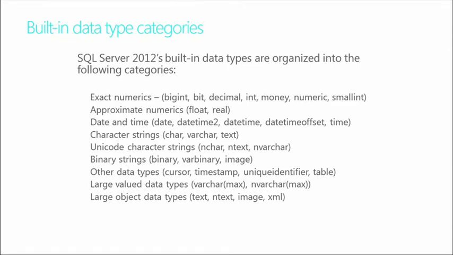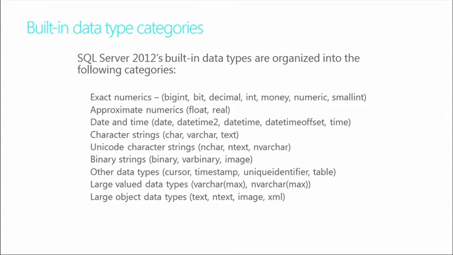Now, there are several categories provided with SQL Server 2012. I mentioned already we have exact numerics. We have big int, bit, decimal, int, money, approximate numerics like float and real, date and time, character fields, and Unicode character strings. When you see the letter N before, that means it's Unicode, which provides support for international languages. Then binary strings, and some unique data types like a timestamp or a unique identifier.